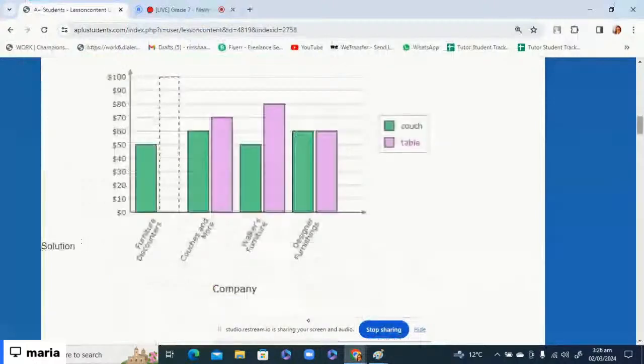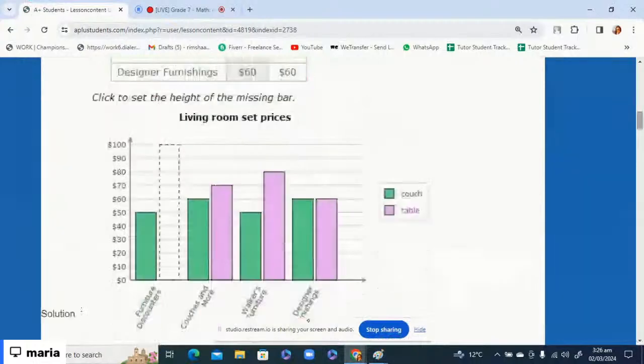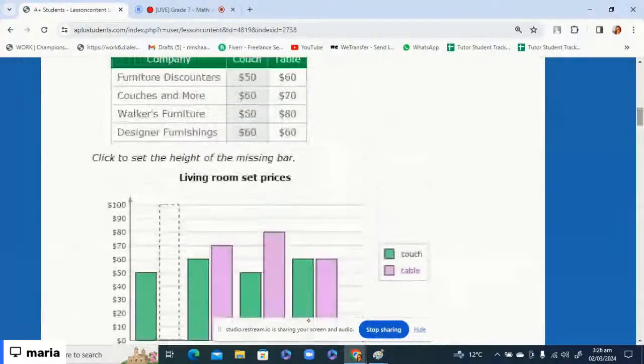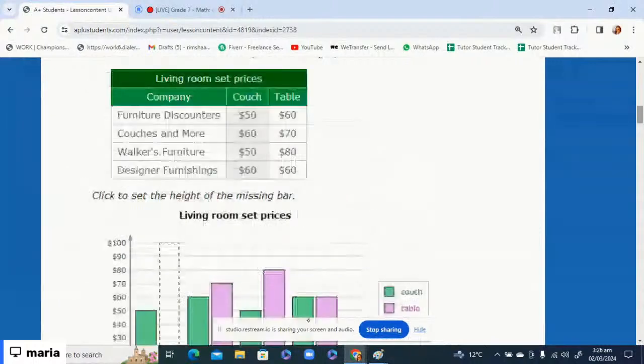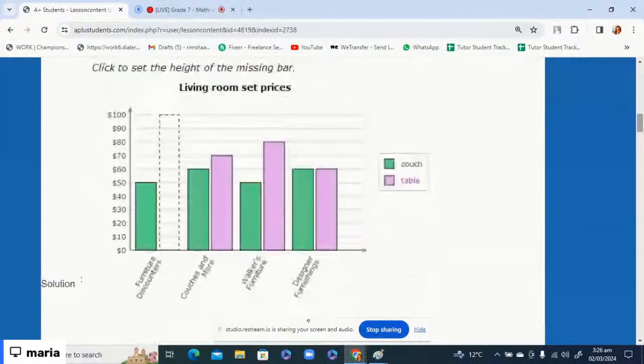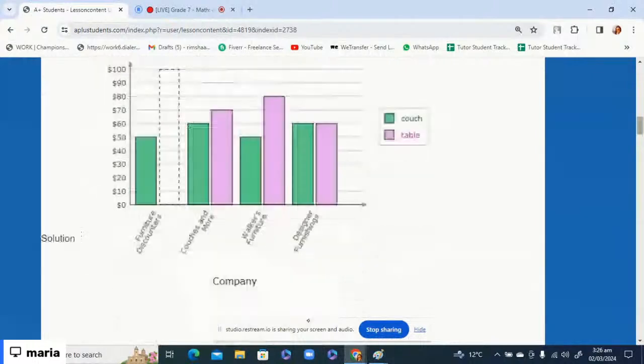All right, now let's do this question. This is 50 for couch, basically for the furniture decorators. Look here, we are going to draw the green one, that is 50. Now click to set the height of the missing bar graph. What is the height of the table for the furniture decorators? Table, that is 60. Look here, which is 60. So where does the 60 lie? It would lie here, this one.